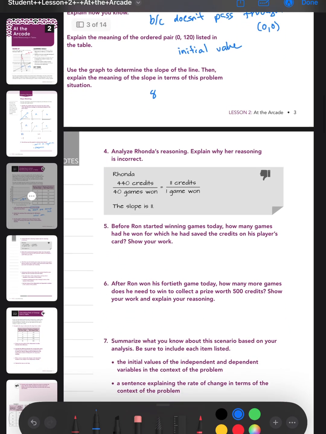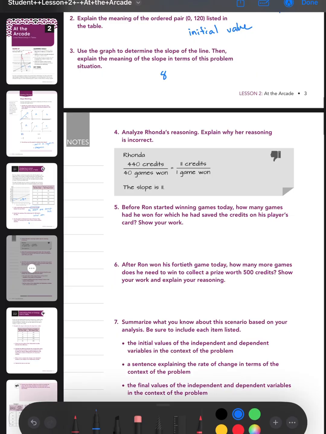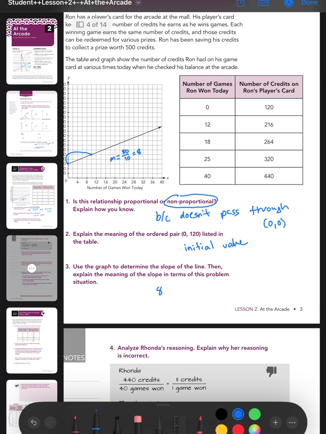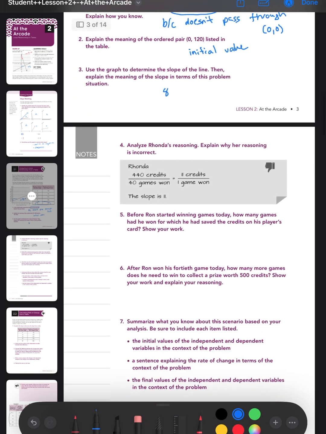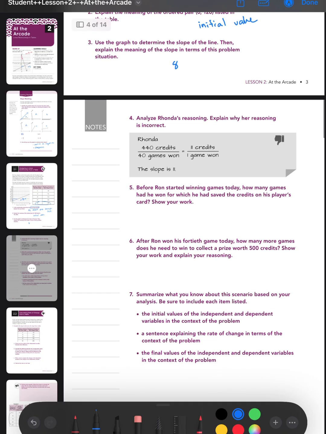All right, so analyzing Rhonda's reasoning, explain why the reasoning is incorrect. She listed that at 440 credits, he had won 40 games, so she just divided and got 11 credits per game. Well, that's not her slope. That is 1 point. We need to use 2 points to determine the slope, the rate of change. She's just picking that 1 point where at 440, he had won 40 games. So that doesn't take into account that he started with 120. So we need to be able to use 2 points to find the actual slope.